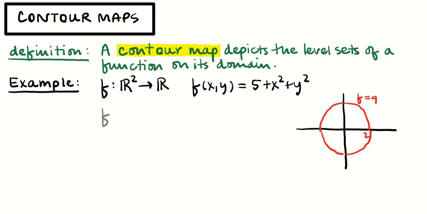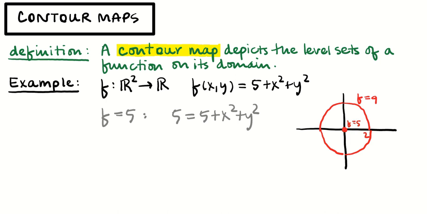I might be interested in the level curve f equals 5. Start with that one. That's going to be where 5 is equal to 5 plus x squared plus y squared, which gives me x squared plus y squared equals 0, and that's only going to happen at the origin. So I'm going to put that right there, f equals 5.